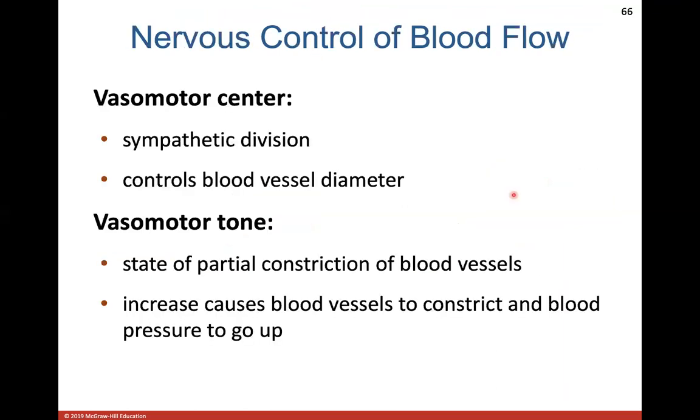Nervous control of blood flow: we have a vasomotor center in the brain, part of the sympathetic division, which controls blood vessel diameter. Vasomotor tone is the state of always partial constriction of your blood vessels, and an increase will cause the blood vessels to constrict and blood pressure to go up.